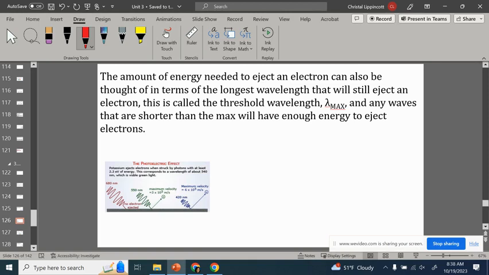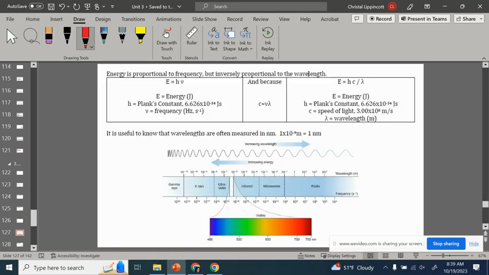So the amount of energy needed to eject an electron is thought of in terms of the longest wavelength, the least frequent, that would still eject that. Okay, so that gives you a threshold. So here's just kind of a diagram of that. And then we talked about this guy.